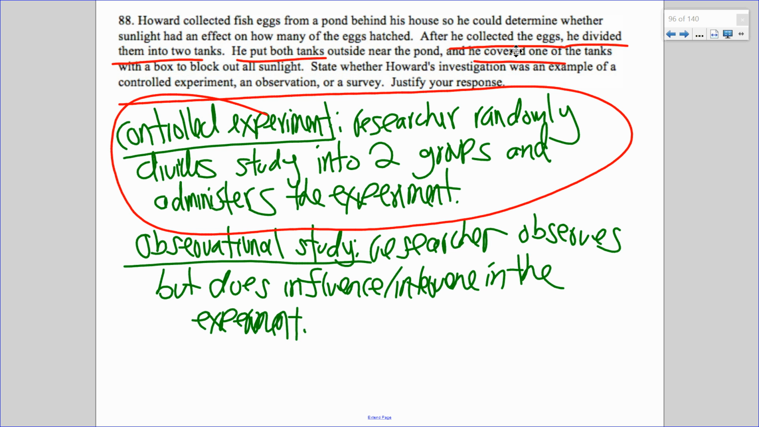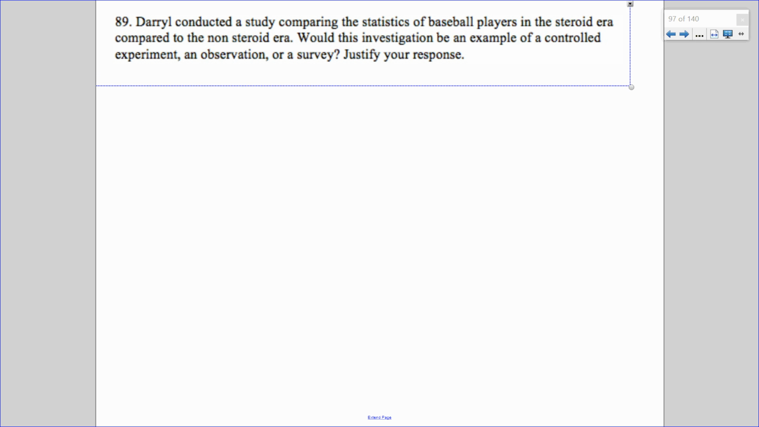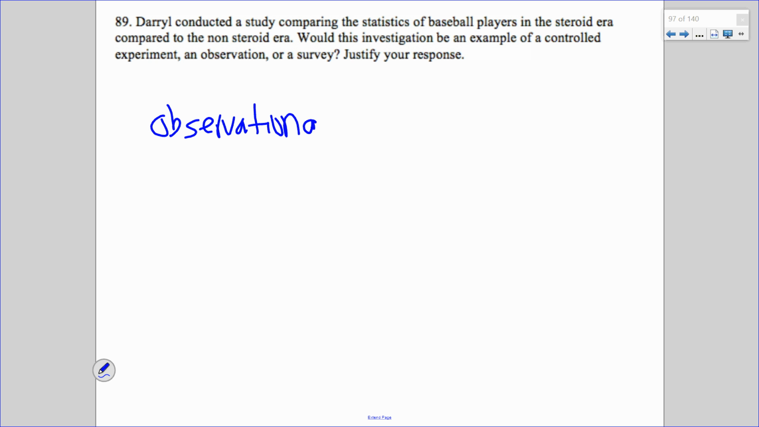Now, in number 89, Darryl is looking at the statistics of baseball players during the steroid era as compared to the non-steroid era. He's not giving people the drugs. He's just looking at the statistics based on what happened. This is an observational study. Because he didn't separate, he didn't go into the locker room and go to the Cleveland Indians and say, okay, you're all taking steroids. Go to the Red Sox, say you're not, and then show what happened. He didn't do that. He just looked at the data and made his conclusions from there. That's the difference between observational study and a controlled experiment.